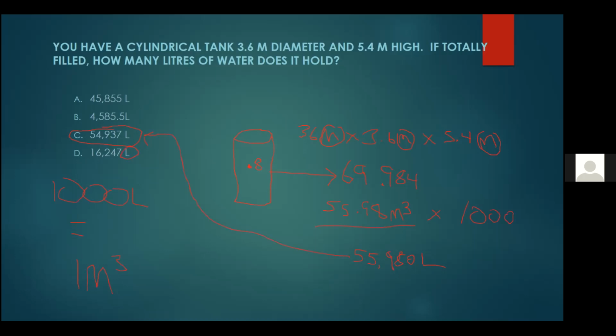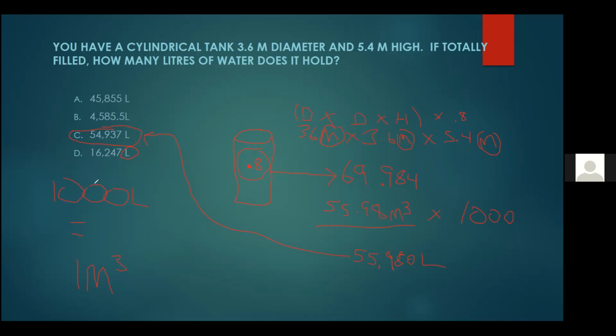Now, a lot of people use the pi method and all this stuff, but I always use a rule of 0.8. And that says if I take my diameter, times it by my diameter, times it by my height, and take 80% of that or times all this by 0.8, I'm going to get an answer that's pretty darn close. And that's an easy way in the field to think about that.